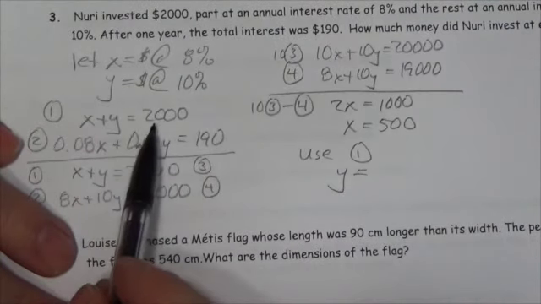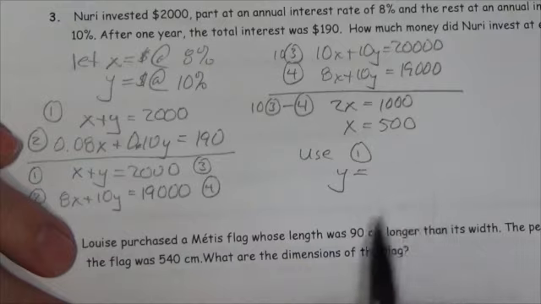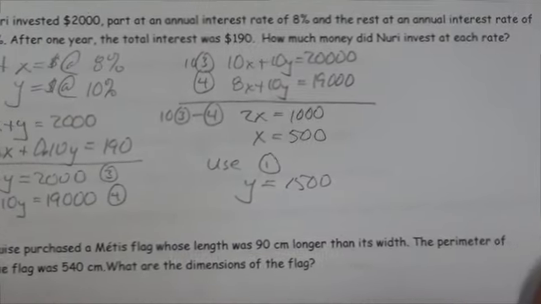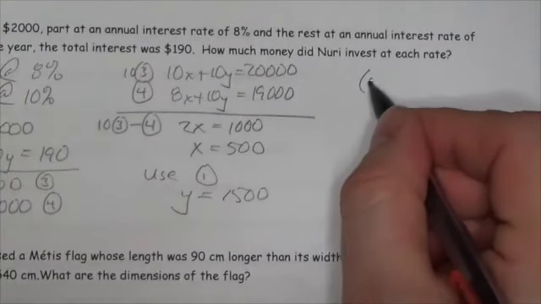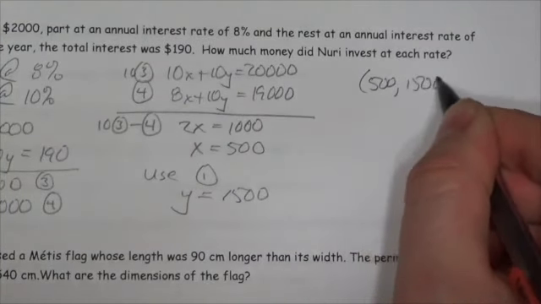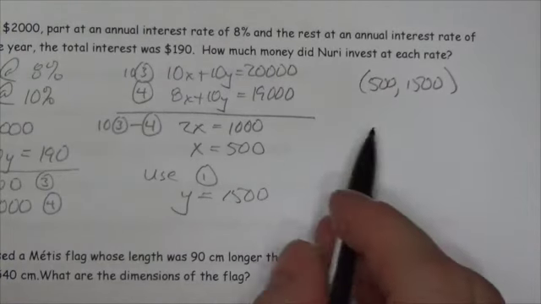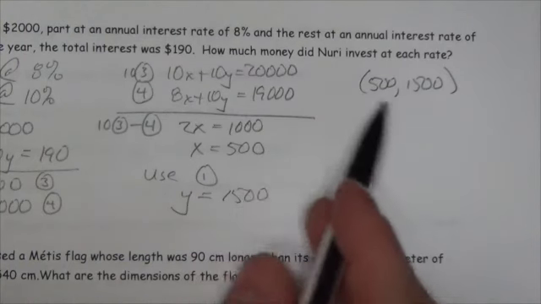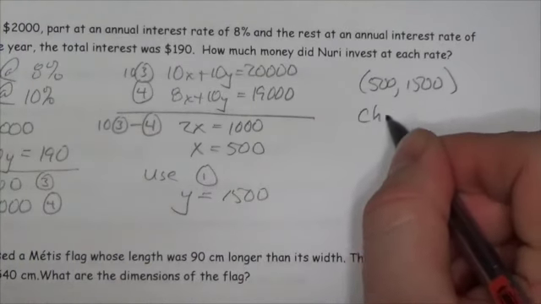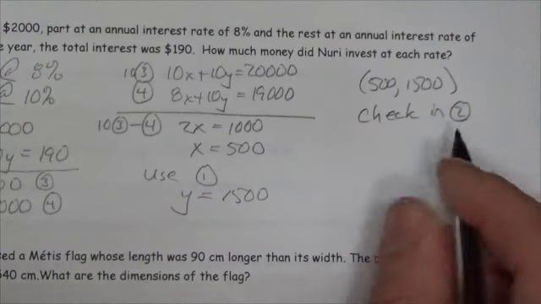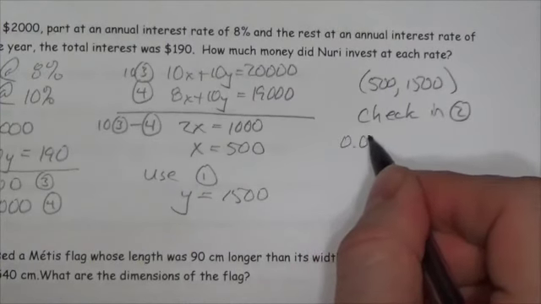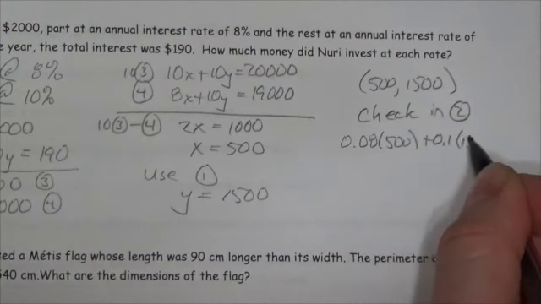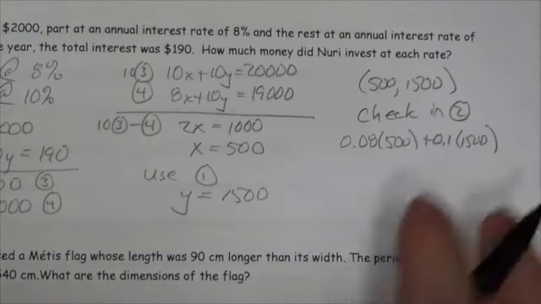Now, using equation 1, I can see pretty quickly that x plus y is equal to 2,000. If x is 500, then y has to be 1,500. So I'm getting this point now, 500 comma 1,500. Now I used equation 1 to get that second value, so I'm reasonably confident that the point works in equation 1. So I'm going to check in equation 2. So we're going to get 0.08 times 500 plus 0.1 times 1,500. And what do we get there?